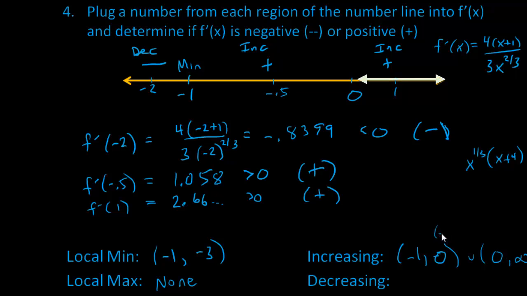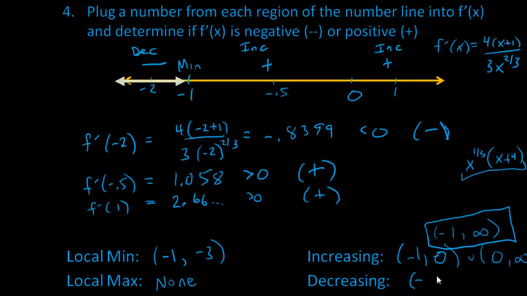Now could we just do -1 to infinity? We can, as long as 0 is allowed to be in the domain of the function. If you go back to the original function right here, I'm allowed to plug in 0. So that means I don't have to break it up into 2. I can use that. Now decreasing, negative infinity to negative 1. Alright, so the first derivative test is done. Let's move on to concavity.